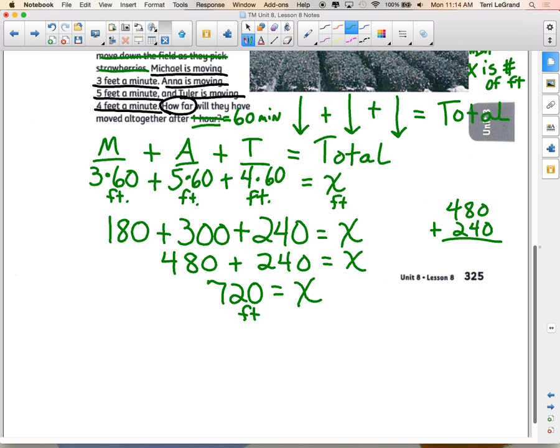So our sentence: they will move, we'll say move, 720, don't abbreviate in sentences. They will move 720 feet all together.